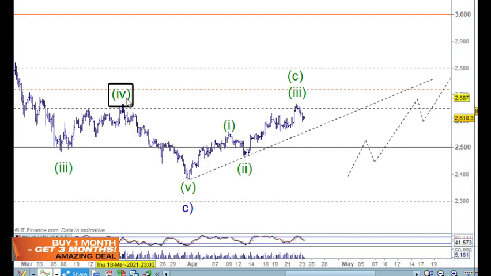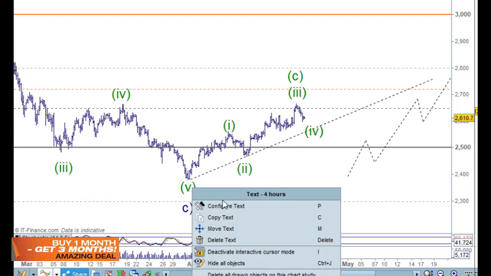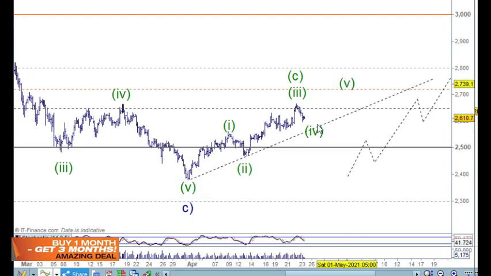So we'll need to get, and it's probably different, I can count this differently as well. It doesn't really matter. But the main point here is we don't have 5 waves yet. In fact, we've only got 3 waves. So it could be a corrective rally and then continue down from this point. So this is why we need to be careful here.